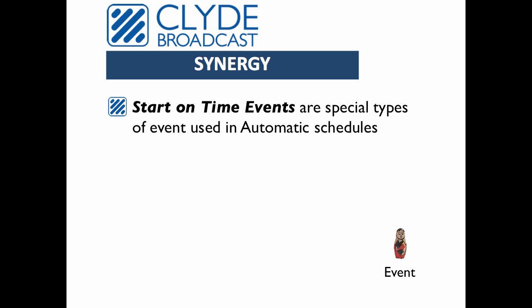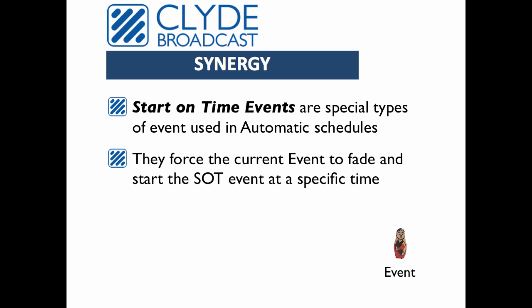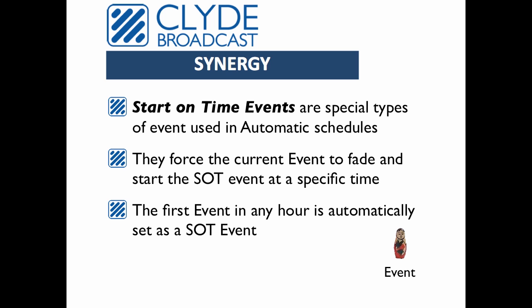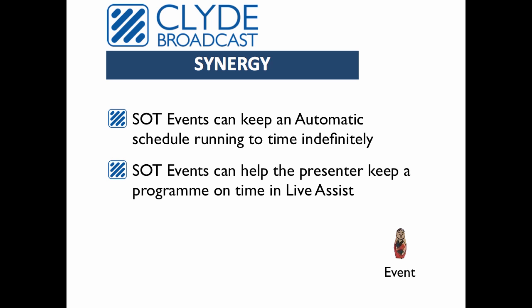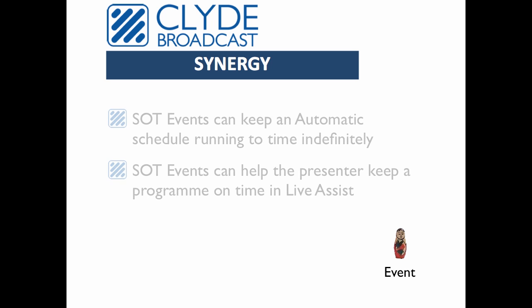There is one attribute which you can apply to make an event a start-on-time event. These are particularly useful in automated schedules. If an event is designated as a start-on-time event, Synergy will fade whatever is playing to allow the start-on-time event to begin. The first item in each hour is automatically designated as a start-on-time event. Start-on-time events can ensure that automated programming runs to schedule. They also provide the presenter with visual cues to assist in keeping live assist programs on time.